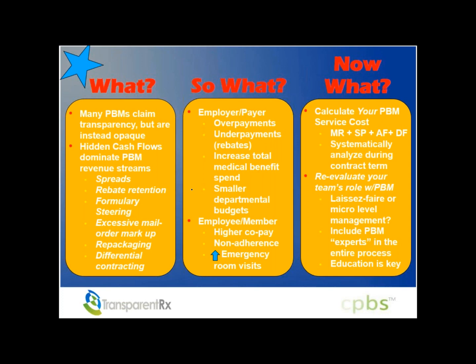Non-adherence leads to increased hospital costs, both inpatient and outpatient. It comes full circle. In worst case scenario, people die. You've got the ability to make that call. People die when they become non-adherent.